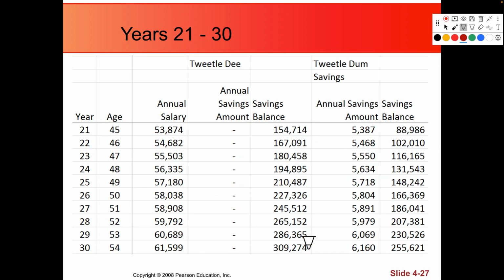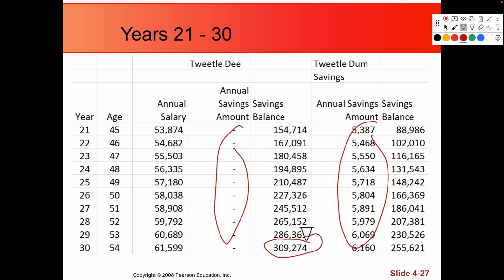Not sure. Still, so this is 20 years of nothing being put in, 20 years of putting in. Well, actually, 10 years initially putting in, and then 20 years of nothing. Still considerably ahead. 309 versus 255. And incidentally, these are all both invested at the same interest rate, same types of returns and everything. So there's no hocus pocus going on here. It's just the difference between starting right away or waiting 10 years.